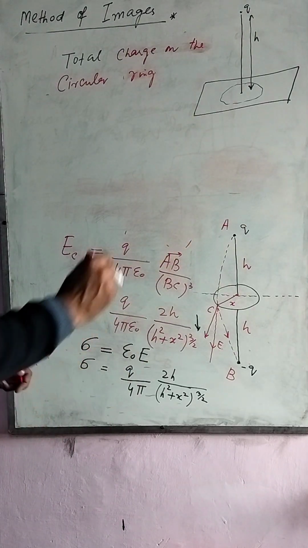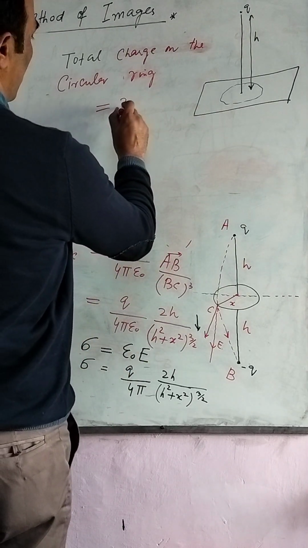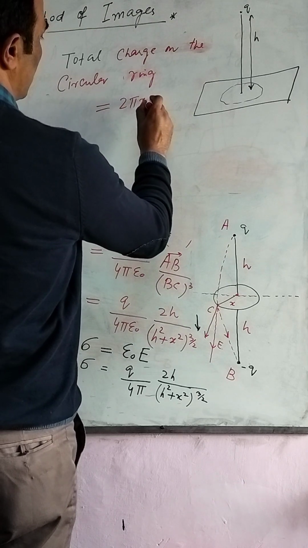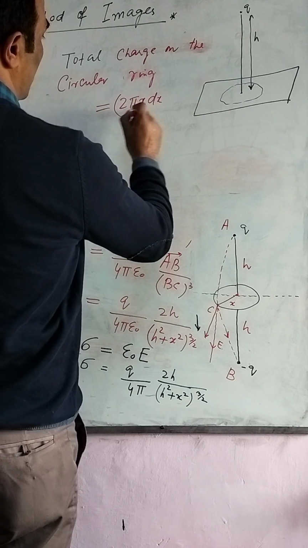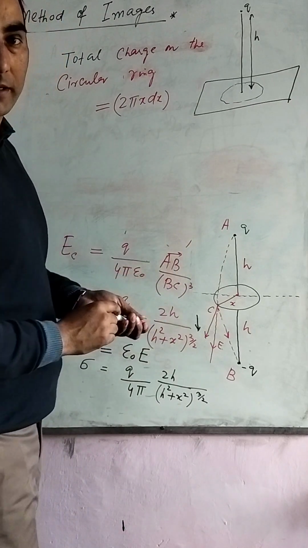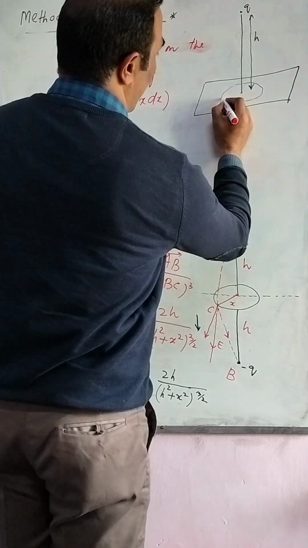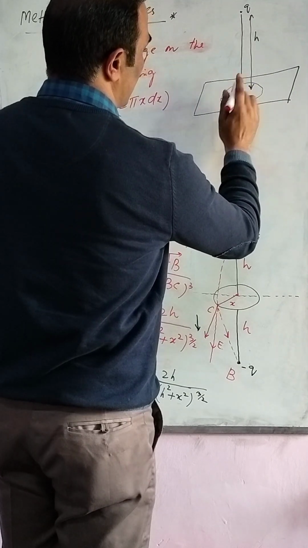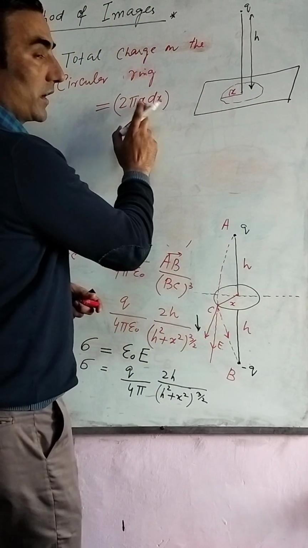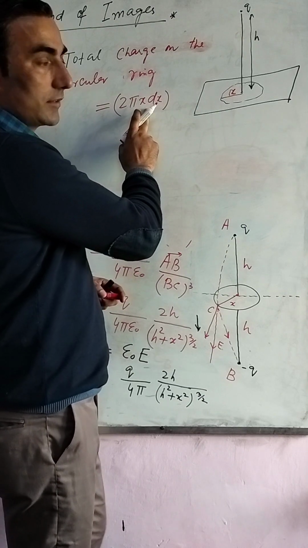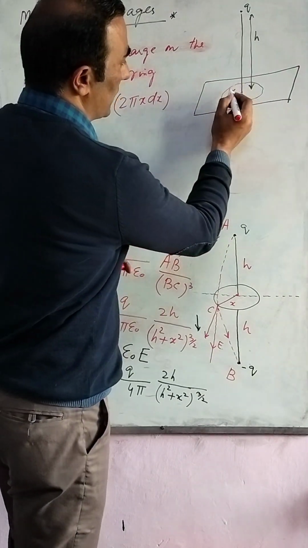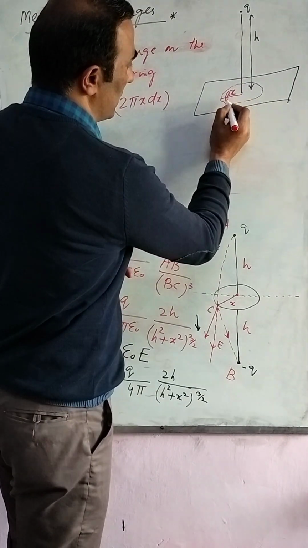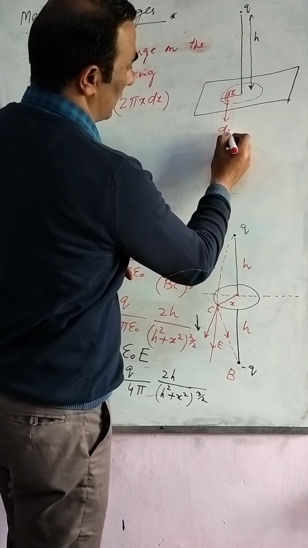So we can write this as equal to 2 pi x into dx. So this is 2 pi r, right? Because the radius of this ring is, sorry, it is x. That's why I write 2 pi r. So with this radius x, you calculate for some differential element, a small element. So for a small element, it will be dx.